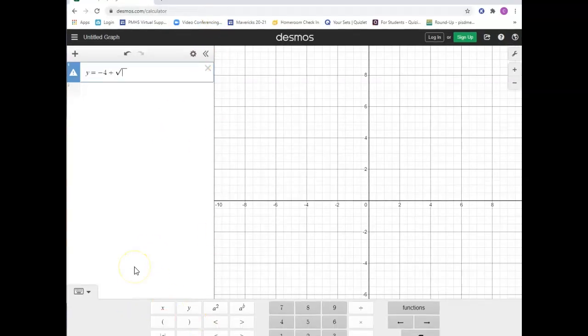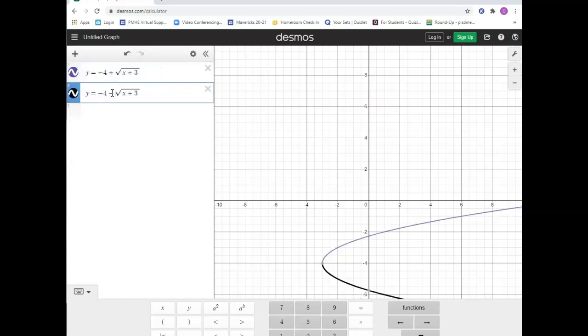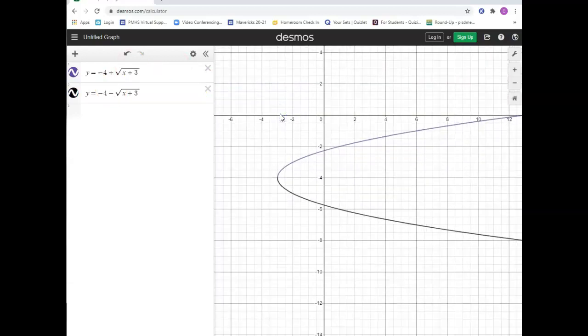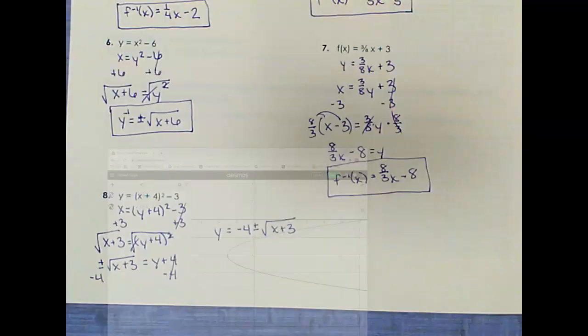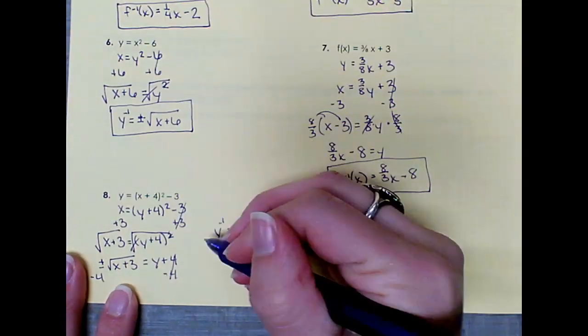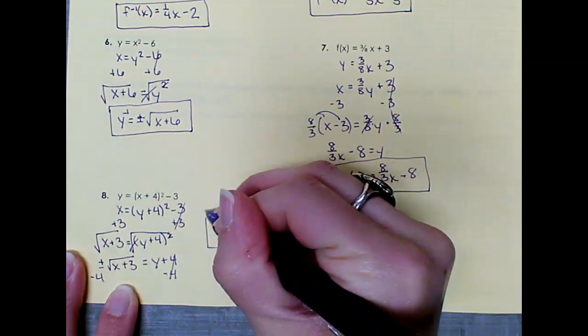There we go. Of x plus 3. And then I'll graph the same thing down here, but I will change my plus to a minus. So look at your graph. Again, a horizontal parabola, not passing the vertical line test, meaning that this inverse is not a function. So when I rewrite it, I just write it as the inverse of y, not the inverse of f of x.